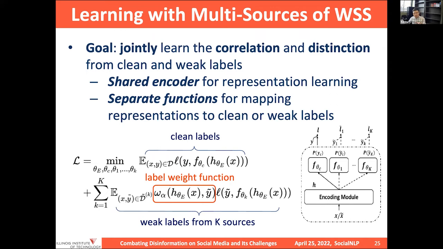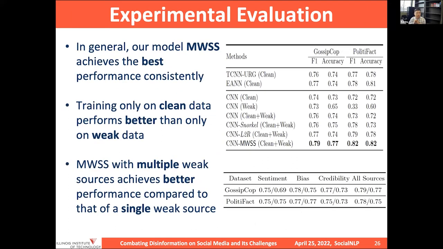Good. So overall, regarding this work, this is essentially what we are trying to model, okay? And then in the experimental evaluation, we compare this model with several state-of-the-art early fake news detection methods. On the right side, we can see this result. We compare with CNN, convolutional neural network, which considers clean labels, weak labels, or the combination of clean and weak labels. Please feel free to refer to the papers for more details. But a short summary is we observe that this model can achieve better performance consistently in different data sets, okay? And we also see that the model trained on both clean and weak data in general performs better than those only looking at weak data, okay?